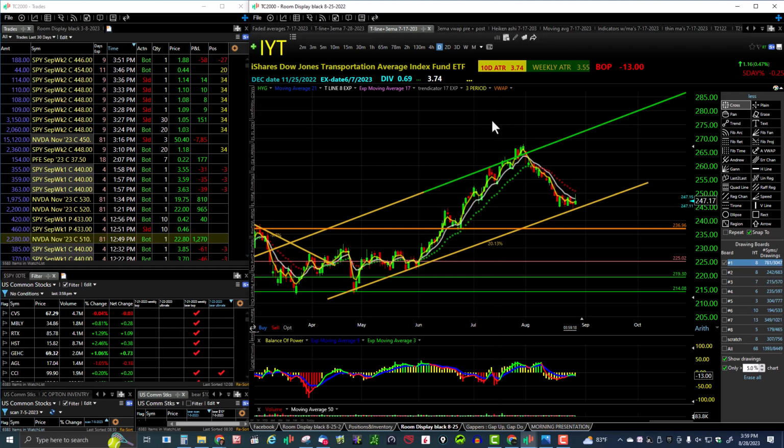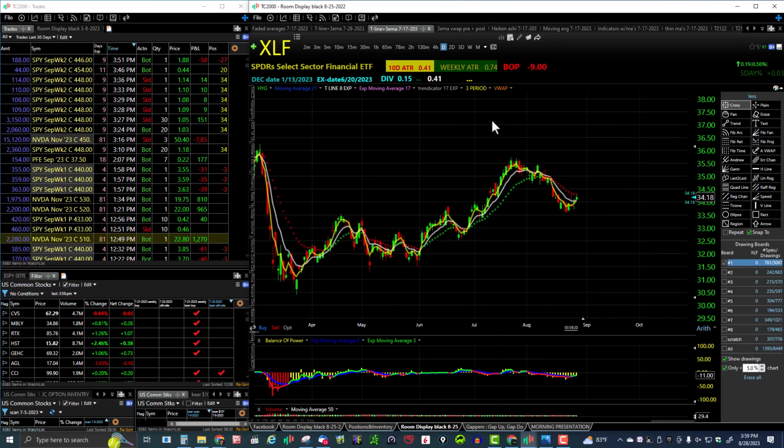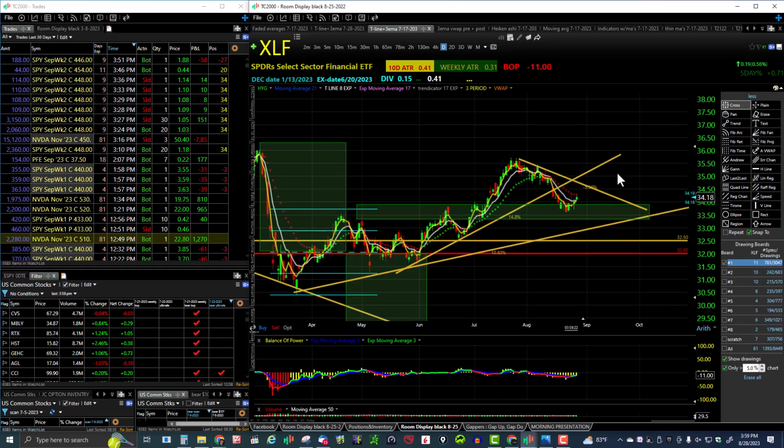Now let's go look at the XLF. XLF also in a bear flag pattern on the daily chart. And we'll get that drawn in for you. You can see here is the flag pole, and then here's your flag right through there. Underneath this uptrend line, not looking good for the XLF.